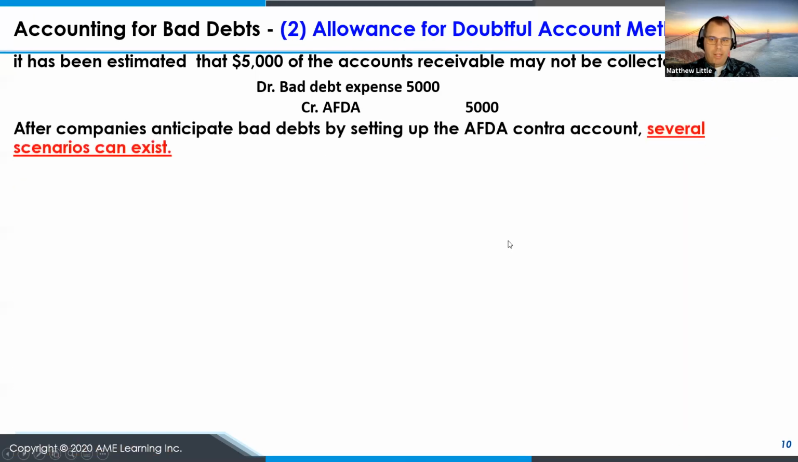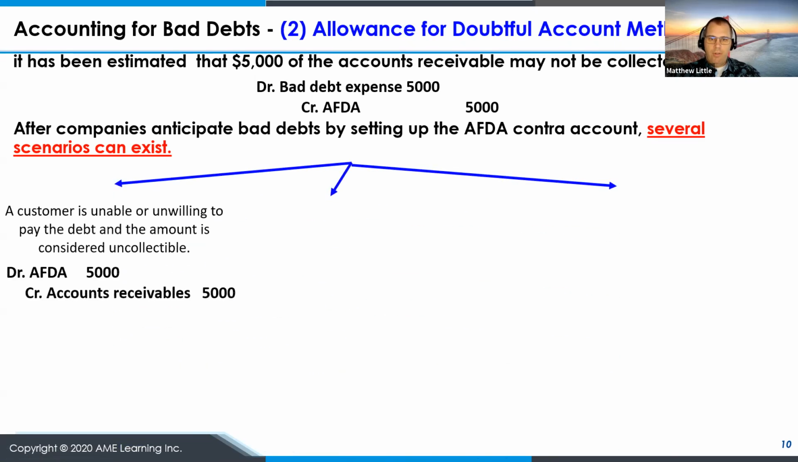Once we've set up bad debts for the allowance for doubtful account, different scenarios can exist. First of all, a customer is unable or unwilling to pay the debt, and it's considered uncollectible. So in this case, we will get rid of their AR. So we'll credit the AR for that customer of $5,000, say, and we'll debit the allowance for doubtful accounts for $5,000. We've already put the bad debt expense on our operating statement. So we're writing it off to the balance sheet account, AFDA.